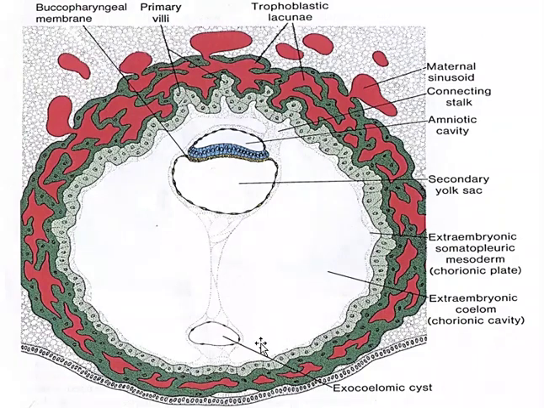Also, we can see here the cytotrophoblast and syncytial trophoblast with lacunae filled with maternal blood from the uterine sinusoid. So we have here later on, opposite to the connecting stalk, the buccopharyngeal membrane formation, an event for the head direction area. Also, formation of primary villi from a core of cytotrophoblast and a periphery of syncytial trophoblastic cells.